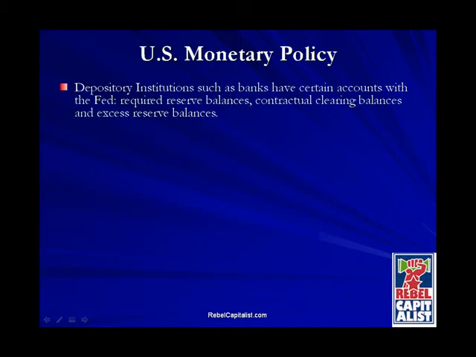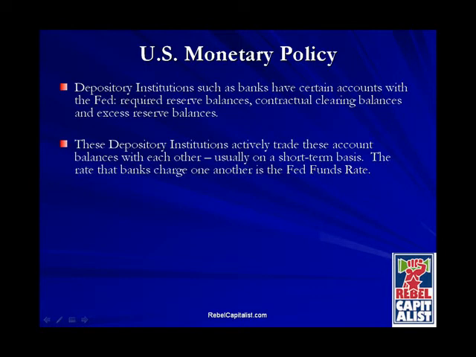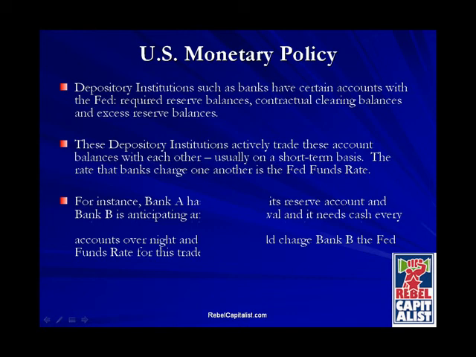Now, how do they do it? What is their big tool? Well, let me start with explaining that depository institutions such as banks have these accounts at the Fed. They're called required reserve balances, contractual clearing balances, and excess reserve balances. These depository institutions trade these account balances with each other, usually overnight, and the rate that they charge is called the Fed funds rate. And that's very important. That's their key tool, the FOMC's key tool, the Fed funds rate.